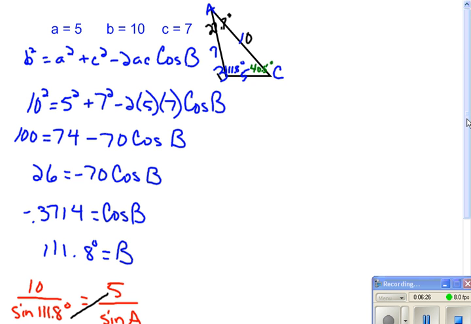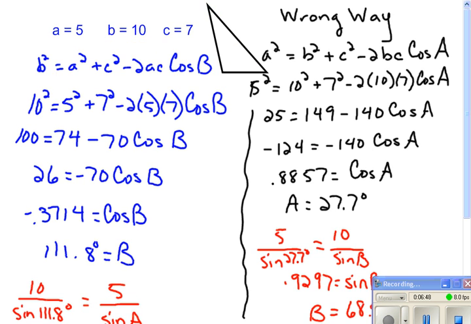Okay, that is the correct answer, and that is the method that I would always do. I would always start with my largest side to do the law of cosines, and then go from there. Now I'm going to show you the same information and not starting with the longest side.